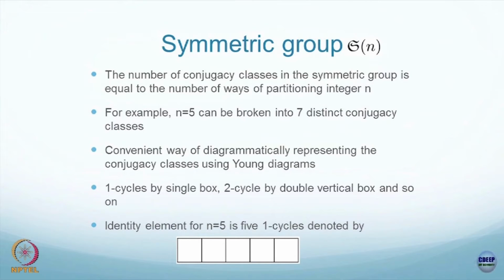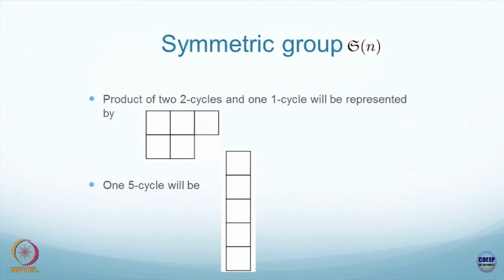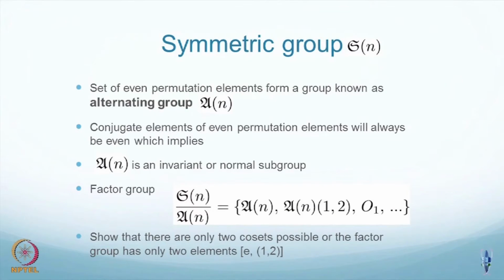The identity element is five 1 cycles, which is denoted by 5 single boxes, and the product of a 2 cycle and a 1 cycle will be, now it is clear to all of you, just for summary I have put it here, and a 5 cycle will be this. Okay. So, now I am coming back to subgroups. One of the simplest subgroups is the even permutation elements. Any questions on this?